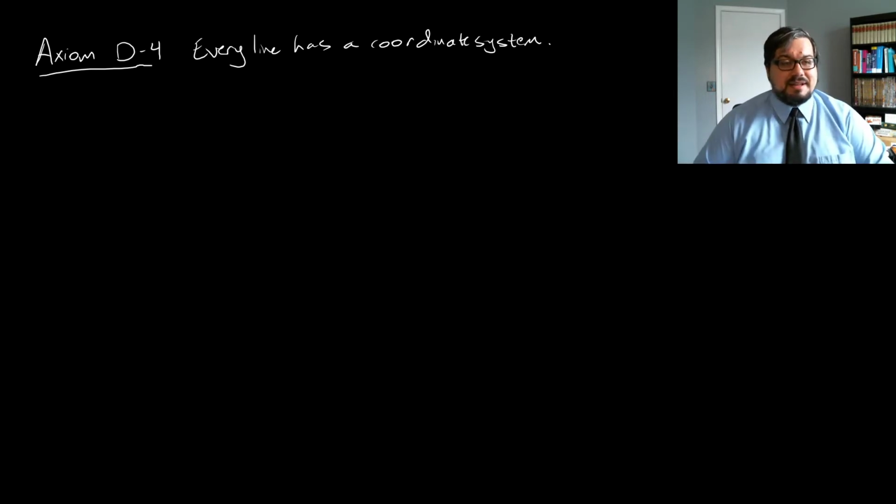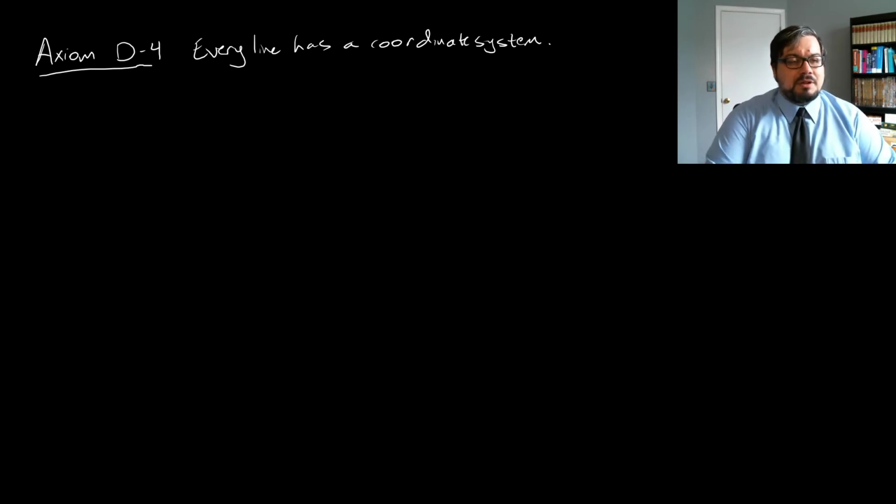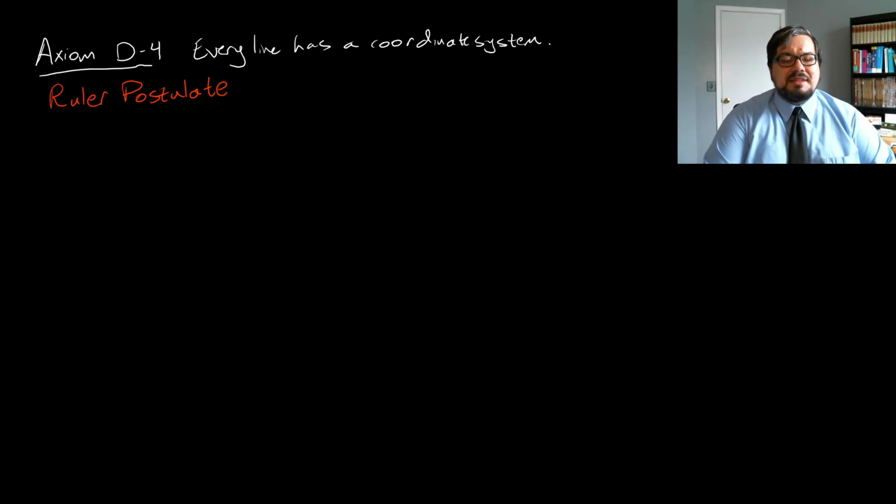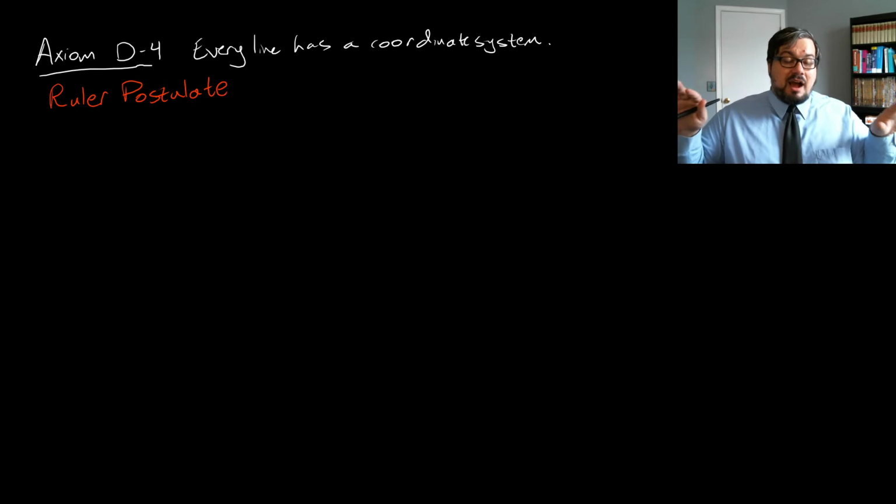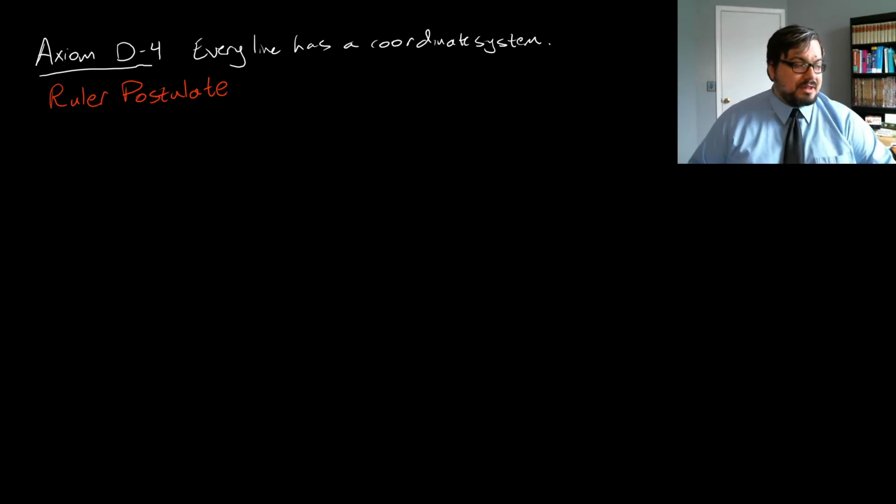And in fact, this axiom right here is going to guarantee that our geometries have infinitely many lines and infinitely many planes. So Axiom D4 is really important, and it's so important that it has a name. This is known as the Ruler Postulate. The idea behind this name is that Axiom D4 says that you can place a ruler, that is a copy of the real numbers, up against any line in your geometry. And this gives us a lot of structure to work with and a lot of facts that we can show.